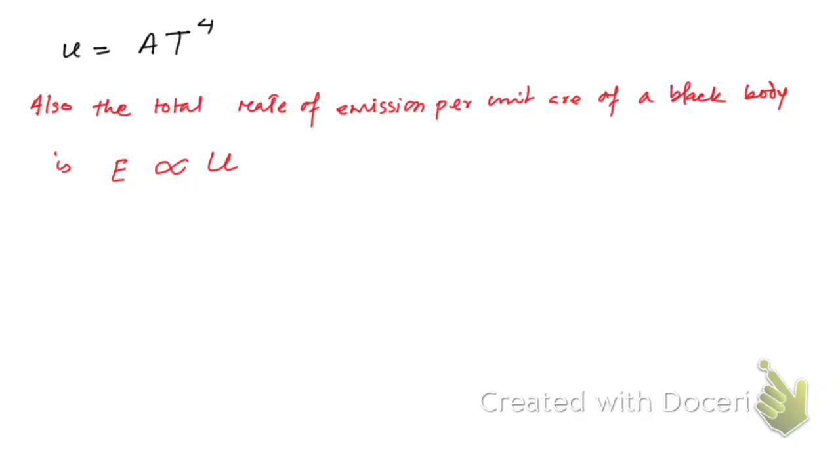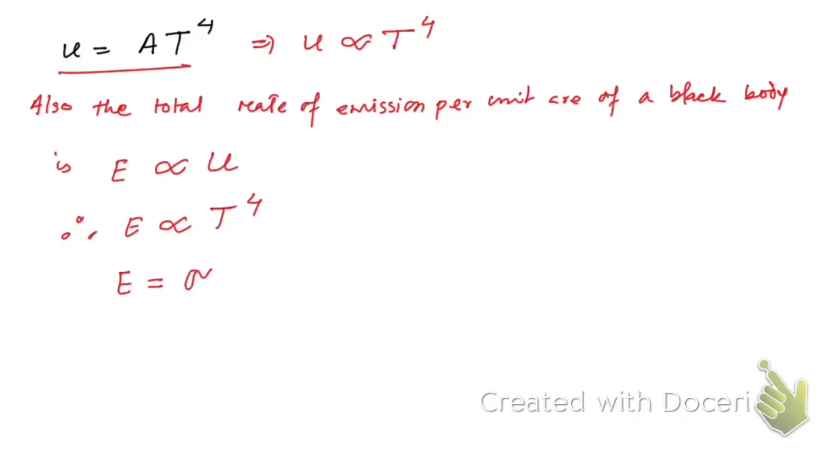And from this relation we have got that U is directly proportional to t to the power 4. So that's why we can write E is also directly proportional to t to the power 4, right? And we need a constant to equalize this, that is sigma, where sigma is the Stefan's constant.